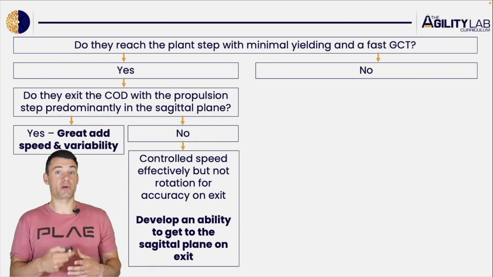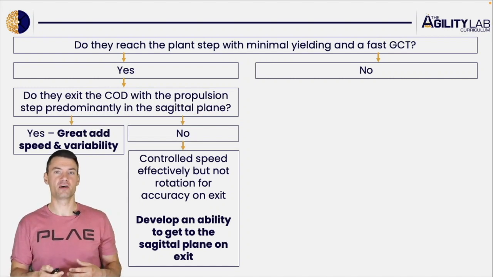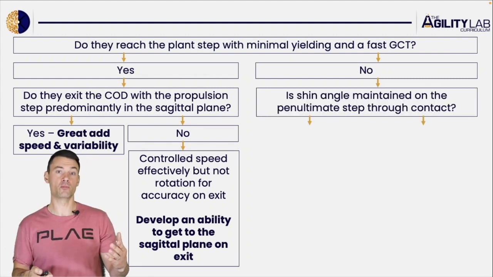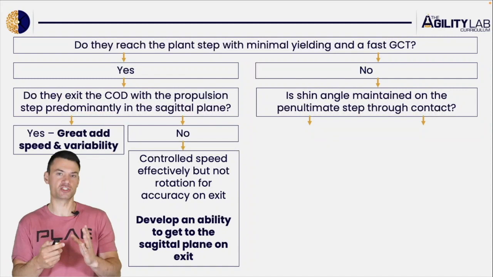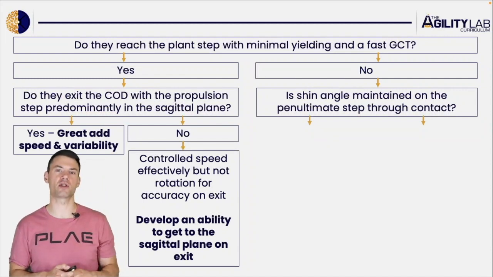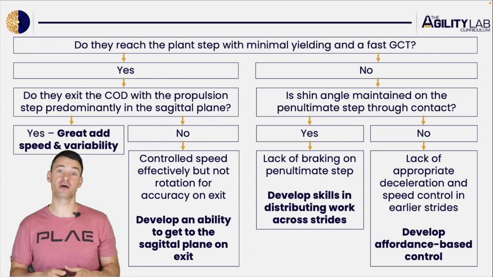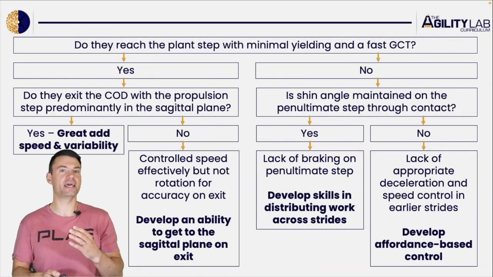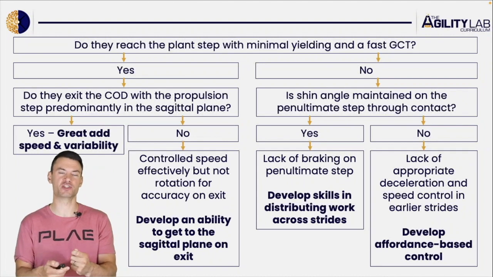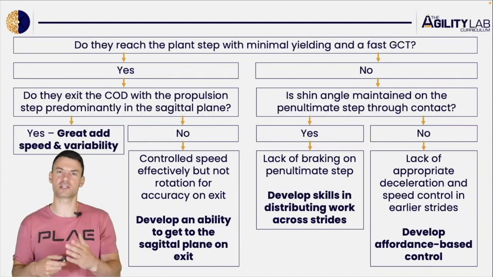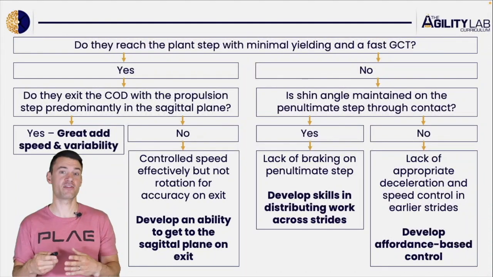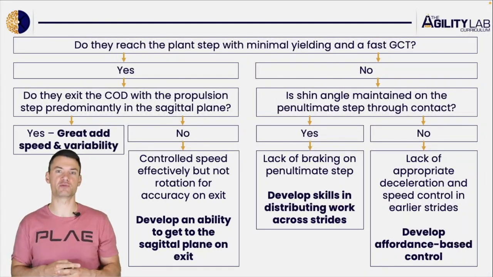Whereas if we go back to that plant step and actually there's lots of yielding, so there's lots of center of mass sway, there's a really long labored ground contact time, then okay, we don't move forwards to the exit, we move our way backwards, and we now start thinking about that penultimate step position. Once again, have they maintained shin angle in that penultimate step as a really simple technical marker? If they have, then okay, great. That just means that they've hit a good position, and they've maintained that good position, but they've maybe just not controlled their velocity the way that they needed to. They've managed to hold it together, but they're just doing that with a little bit too much speed.